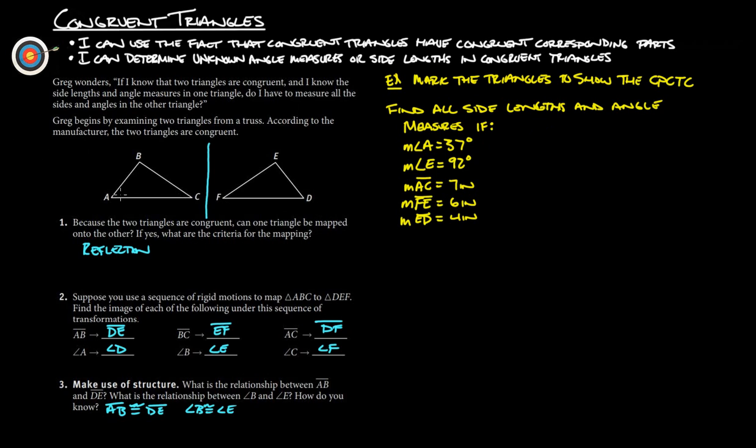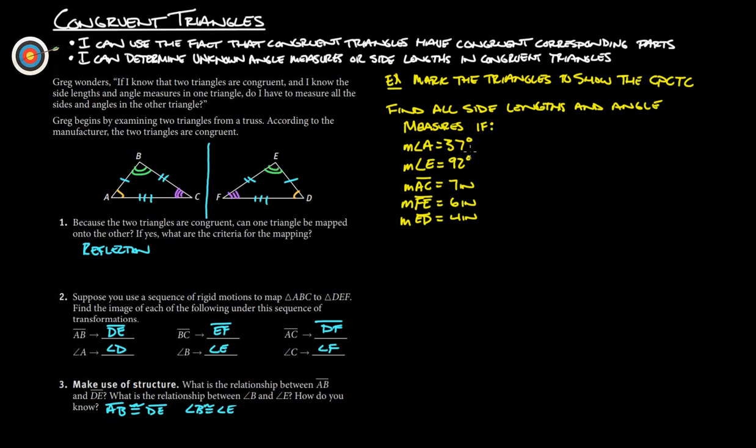So we know angle A is congruent to D. And then we've got B is congruent to E. And then we also know that F and C are congruent as well. All right, and then as far as the side lengths go, we know that this side is congruent to that side, this side is congruent to that side, and then this bottom side is congruent to this bottom side here.